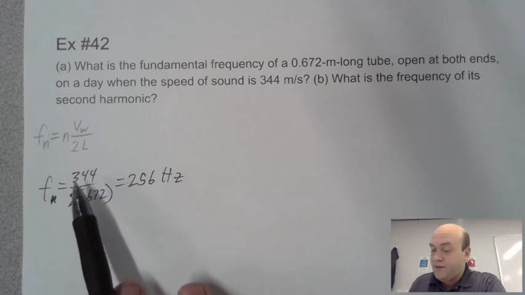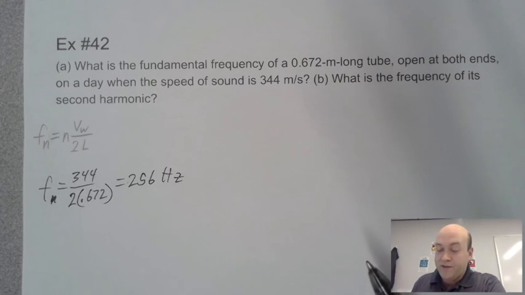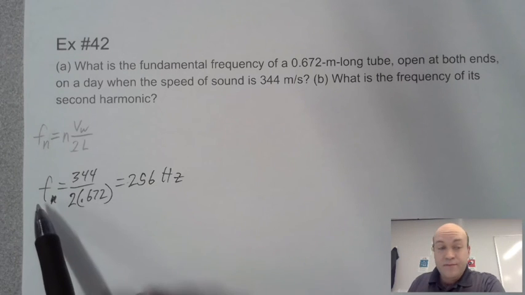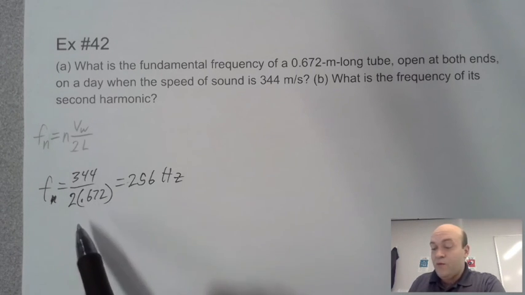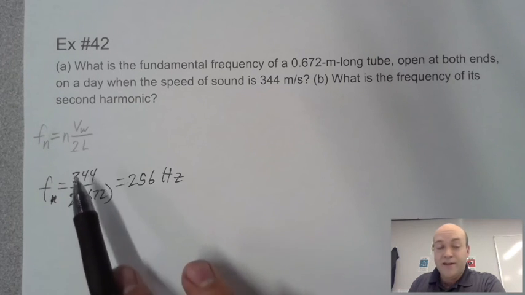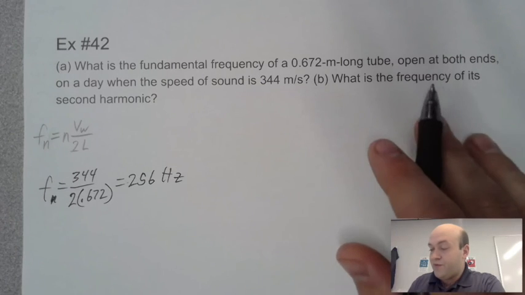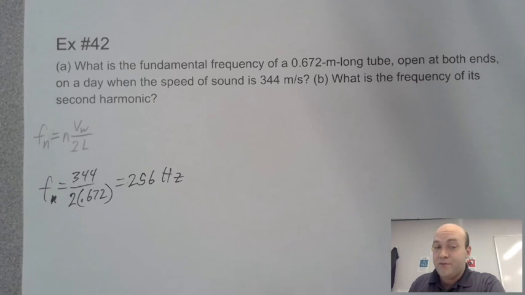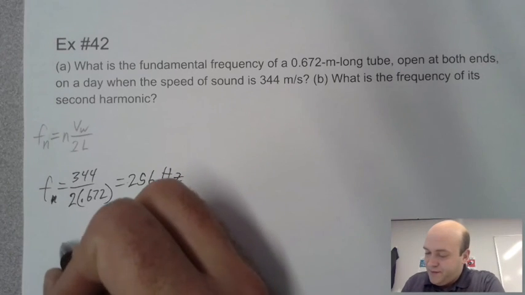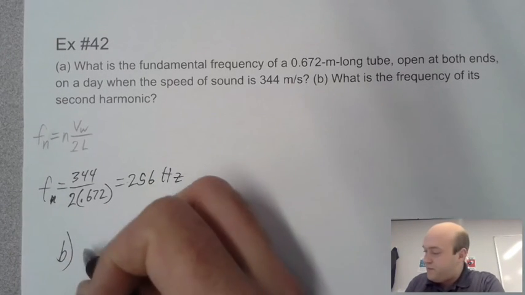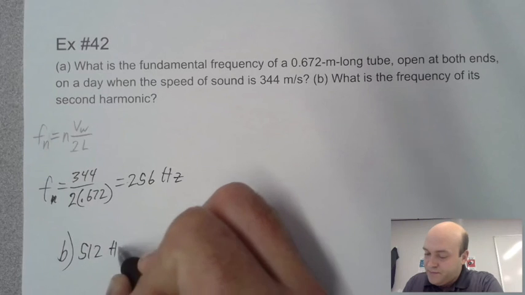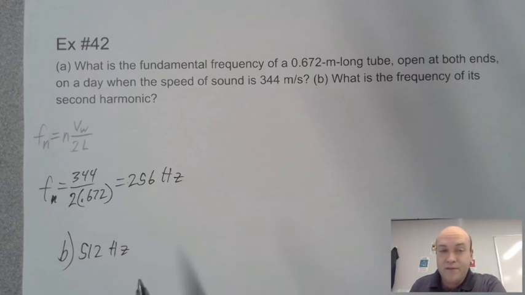I just need to know the speed of sound and the length of the tube, and I can find the frequency. Or I can go the other way. If I know the frequency, then I can plug in whatever other information I know, and I can work backwards to find that. To answer the second part here, if I want the frequency of the second harmonic, it is just going to be double this one. So for part B, second harmonic, I just double that, 512 hertz. Okay, so pretty simple to find the other harmonics once you know the fundamental, or you can work backwards. If you know, say, the third harmonic, you would just divide by 3 to get back to the fundamental.